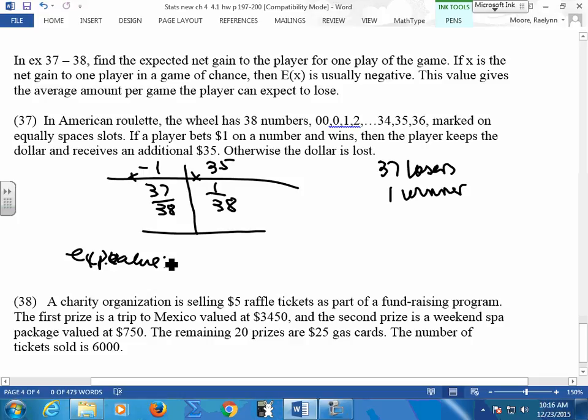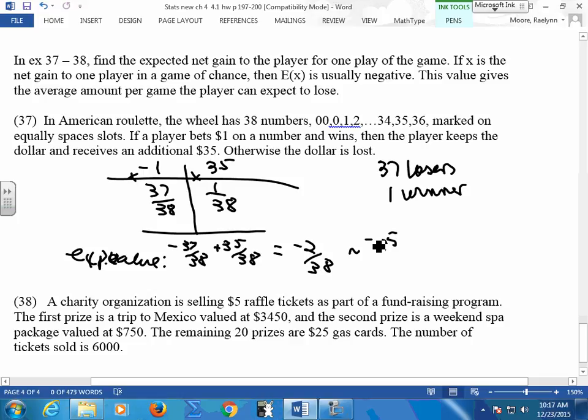So if you do this, this multiplies to -37 over 38, and this multiplies to 35 over 38. So you're expected to lose money, and you could probably reduce this down to a decimal. It makes more sense for money. What does this reduce down to? It's almost like a nickel, right? 1 out of 19, so like 1 out of 20, about 0.05. You lose about a nickel.